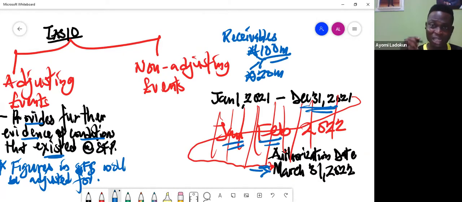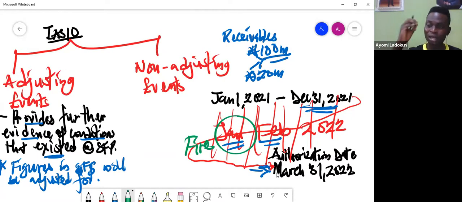Let me give you another example, and it will now take me into explaining non-adjusting events. So let's say in January the following year, listen to me and be with me here, there was a fire outbreak, and it destroyed one of our properties. Fire occurred in January and it destroyed one of our properties.